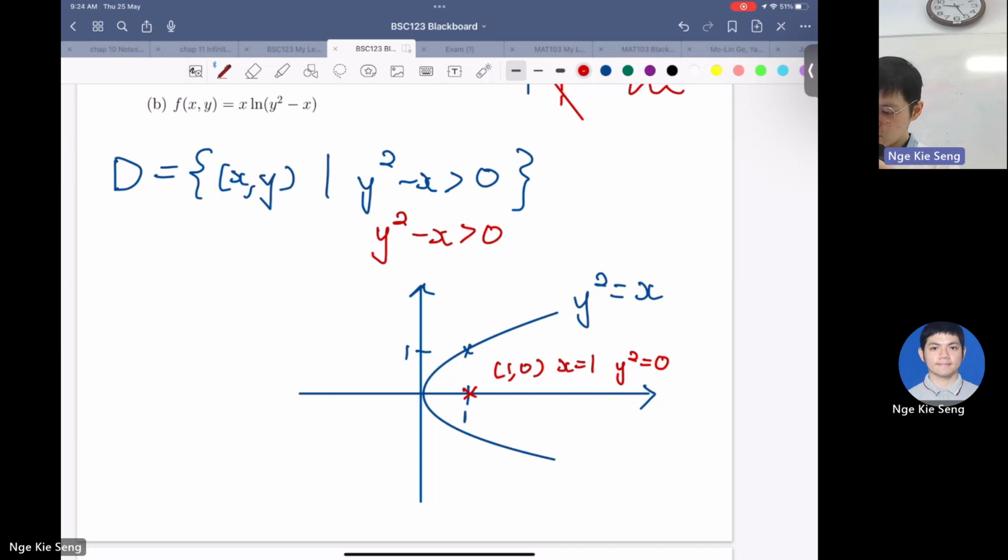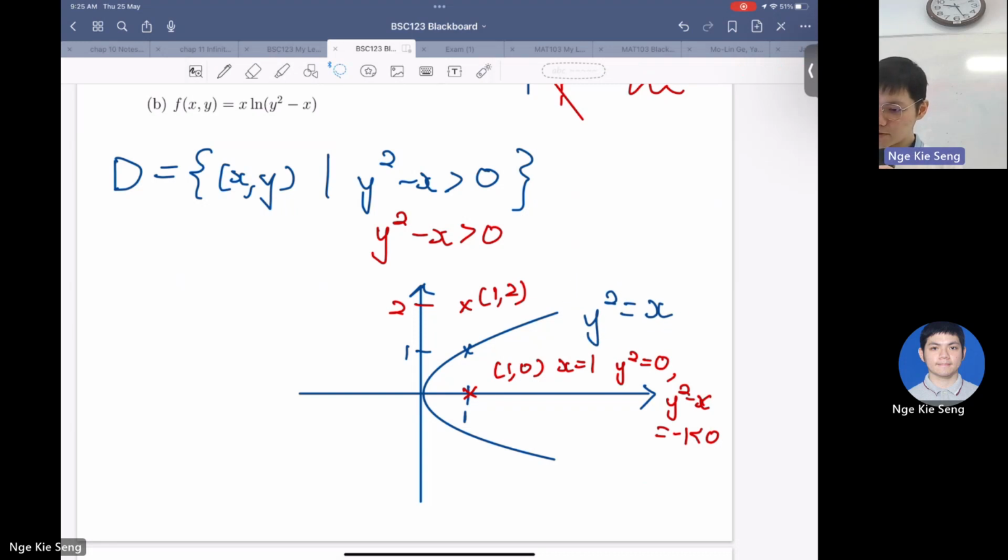Okay, y square equals 0. So y square minus x is minus 1, which is less than 0. Right? Is it clear? Okay, so let's take a point here, which is 1, 2, sorry, 1, 2. So we need to check whether 2 square minus 1 is greater than 0 or not. In this case, you get 3 greater than 0, which is true.